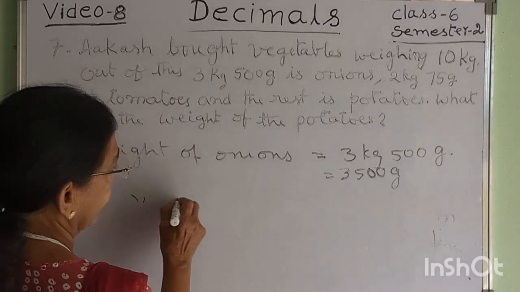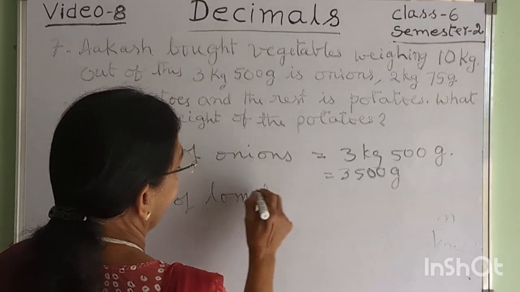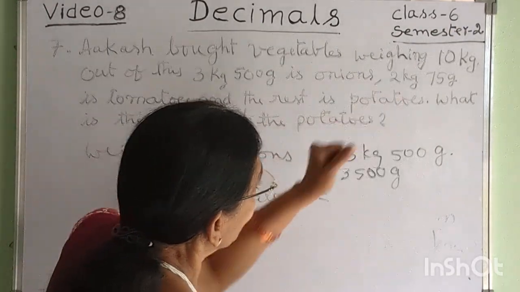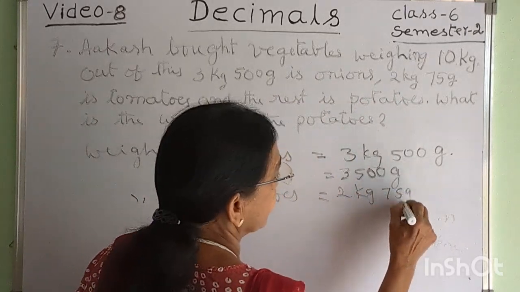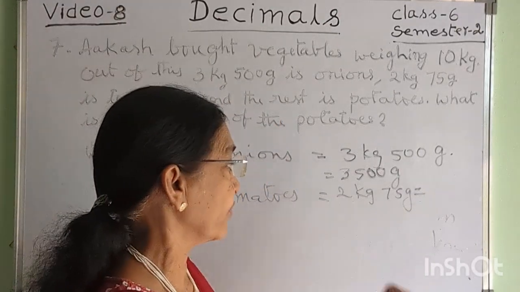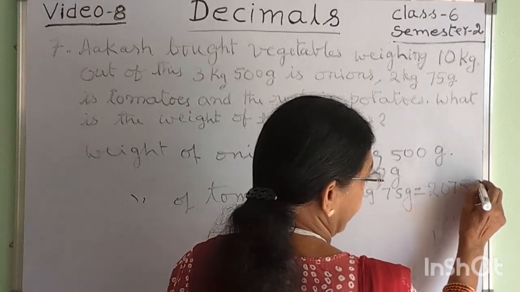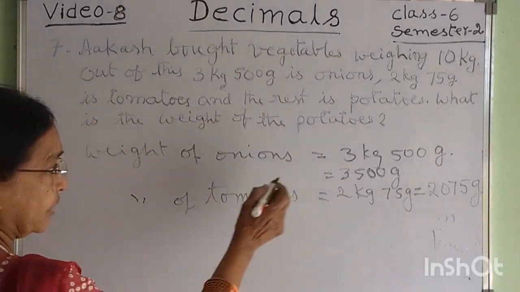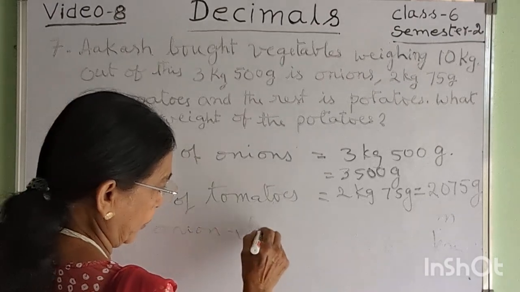Next, weight of tomatoes. Weight of tomatoes is equal to 2 kilograms 75 grams. That is equal to 2 kilograms, 2000 grams and 75 grams is equal to 2075 grams. We will keep it in grams itself. So total weight of onions and tomatoes, onions plus tomatoes.